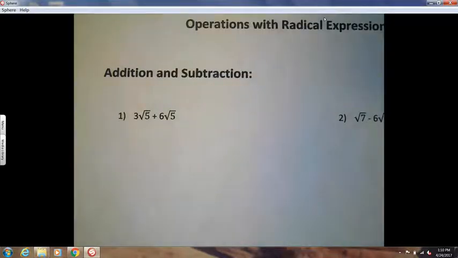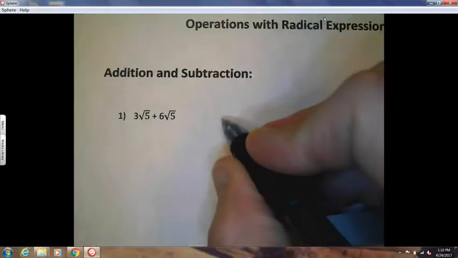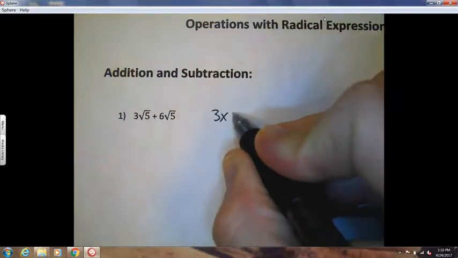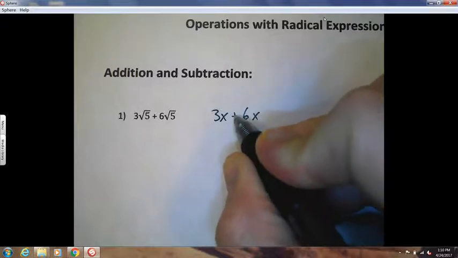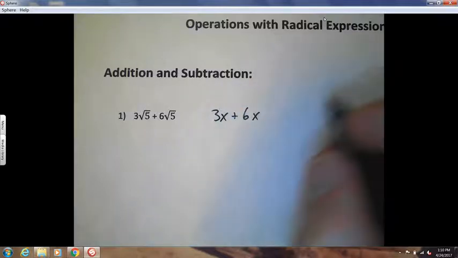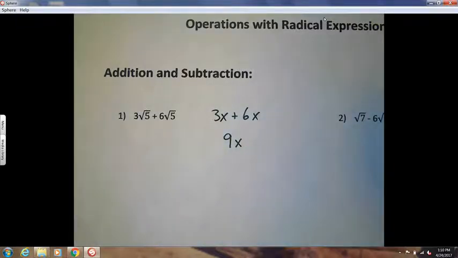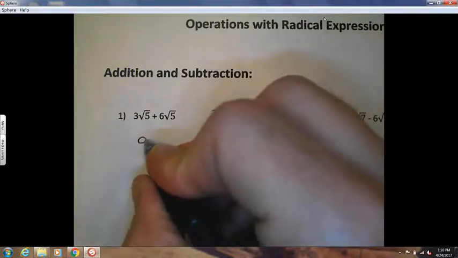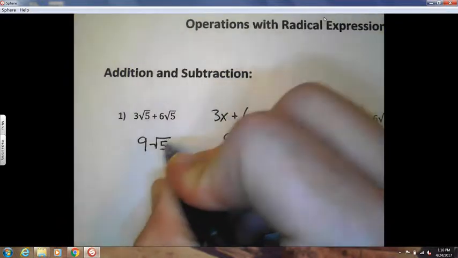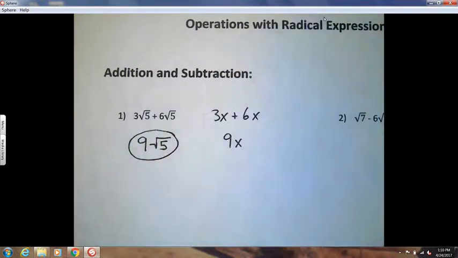If we think about this, if we had 3x plus 6x, they're like terms, so all I do is add the coefficients and I get 9x. That's the same thing here. So I have 9 radical 5. They're like terms, adding and subtracting coefficients.